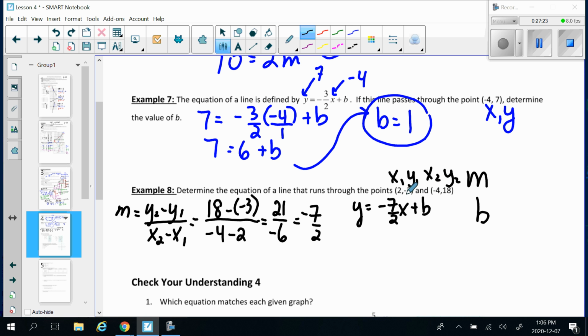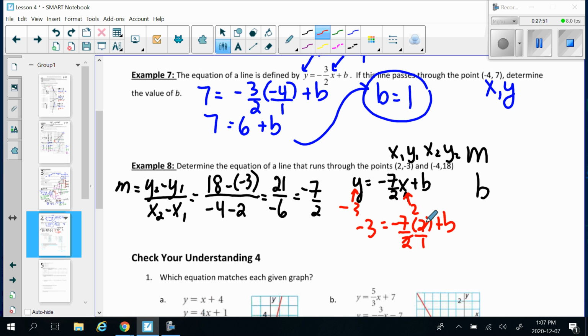So you can use whichever one you want, and you can plug in, let's say, 2. Right? You can plug in 2 for this one. You can plug in -3, and then you can actually solve for b. So let's go ahead and do that. -3 is equal to 7 halves times 2 plus b. So how do I deal with these fractions? Well, this is a fraction times a fraction. So this is going to be -14 over 2, which, spoilers, is going to be -7. So -3 is equal to -7 plus b. I can add 7 to both sides, and I can see b is going to come out to be 4.